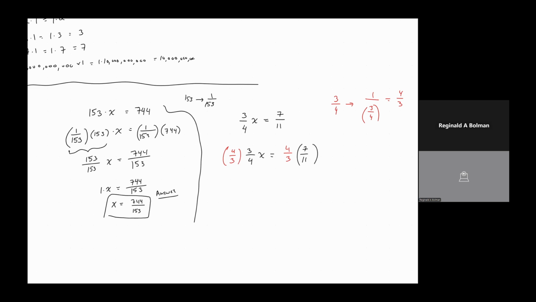Because when you multiply across the top, you've got 4 times 3, which gives you 12. But then when we multiply across the bottom of our fraction, we have 3 times 4, which also gives us 12. So now you've got 12 over 12, or just 1 times your unknown number, is equal to, well, now we're going to multiply across the top and the bottom again. 4 times 7 gives us 28. 3 times 11 gives us 33. So now I've got 28 over 33. So in conclusion, my answer will be x is equal to 28 over 33.